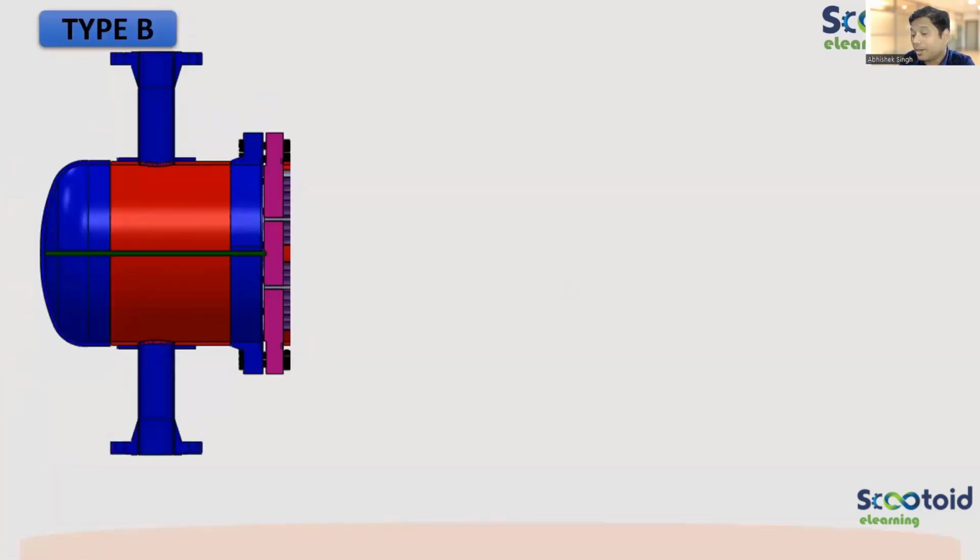Now type B, you will be able to identify very easily. What is the difference? Instead of a blind flange and one more flange, the dish end is getting welded directly. It is becoming integral. So it will become difficult to clean because I need to unbolt from here and from down also. But which one of the two will be cheaper to fabricate? Type A or type B?